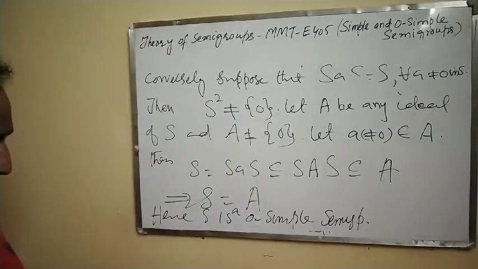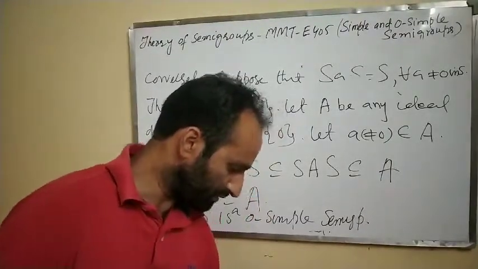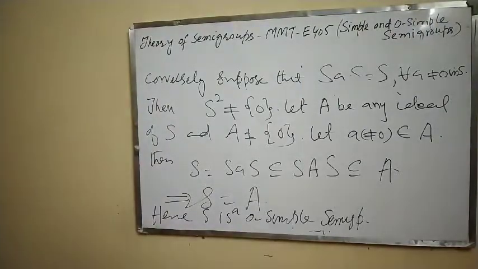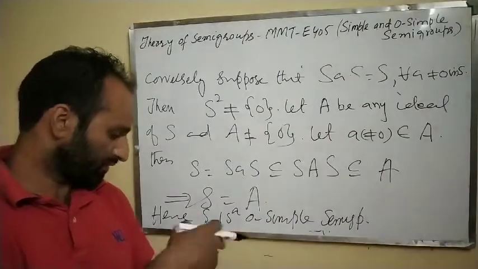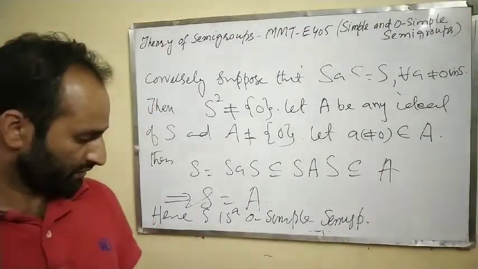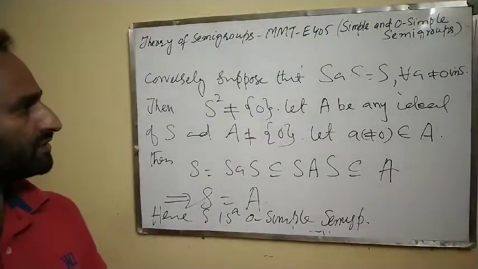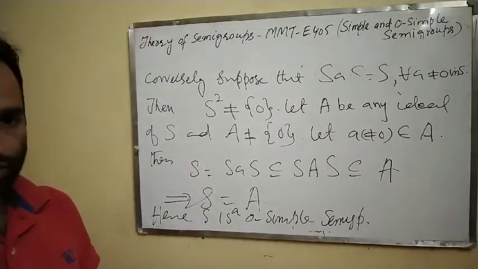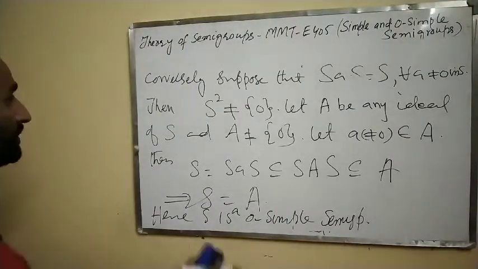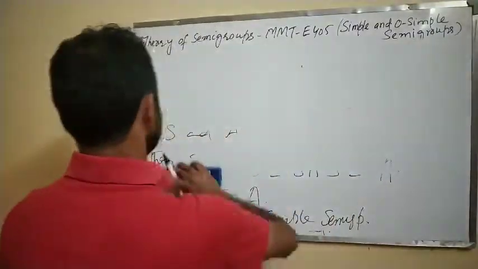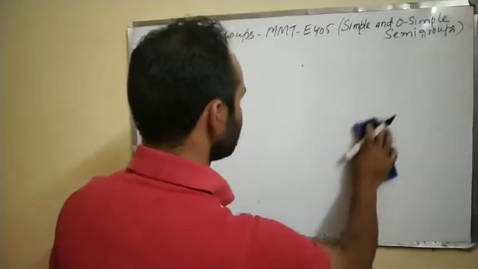There is an analogous result for simple semigroups that you can see yourself. It's actually a corollary of this previous theorem. It's at page number 67 of the book Fundamentals of Semigroup Theory by Howie. Now let's prove one more important theorem.